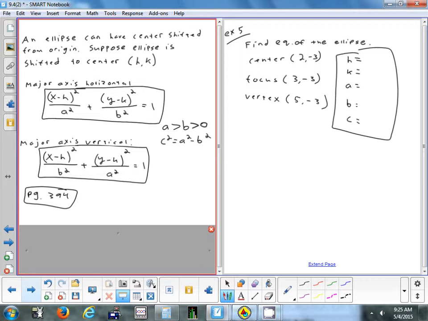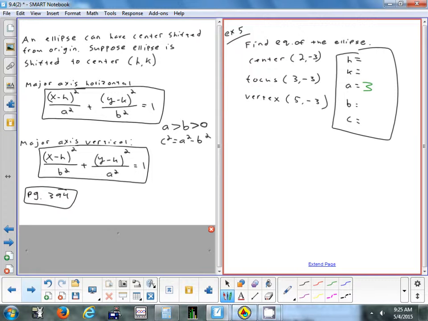One of them is right 2 down 3. One of them is right 5 down 3. Okay. The center and the vertex line up horizontally, perfectly horizontal. So you just have to count how far apart they are. So they're 3 units apart. If you want to use the distance formula to find the distance, you can. I think that's a little overcomplicated. Right? So A is 3. Okay. Any other letters we know?